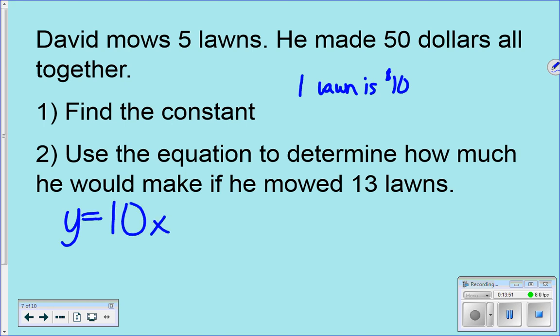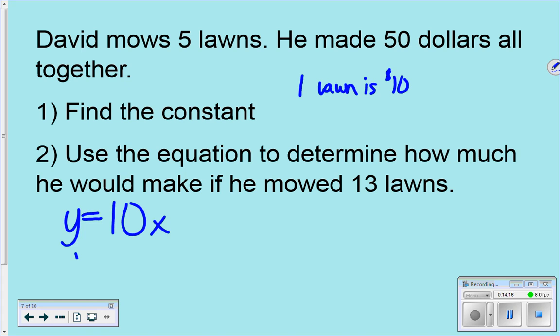So let's say I want to mow 6 lawns in a day. Where's my 6 going to go? And how much money am I going to make? Which is my y. Oh, and then okay, I'm sorry. I didn't even see that part. Use the equation to determine how much you would make if you mowed 13 lawns. Okay, so where would I put my 13 then? X, multiply them together. Yep.